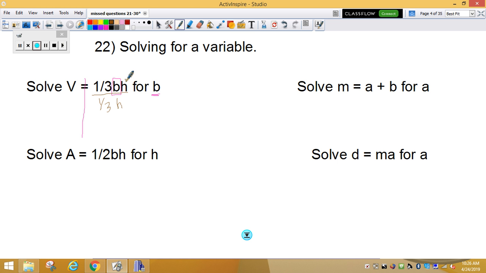So my H's go away. H divided by H is nothing. Oh, and I need to do it on this side too. So divide by 1/3 H. And my 1/3s go away. So all that's left over here is the B. So I'm good there.